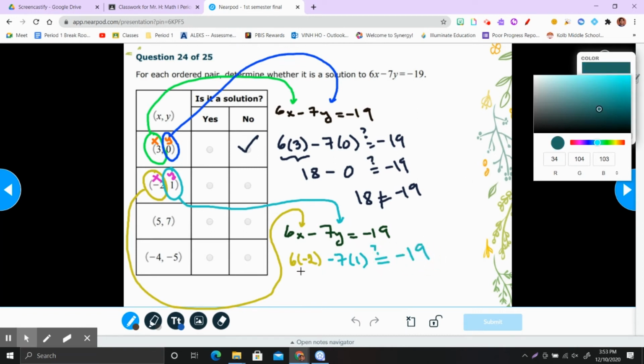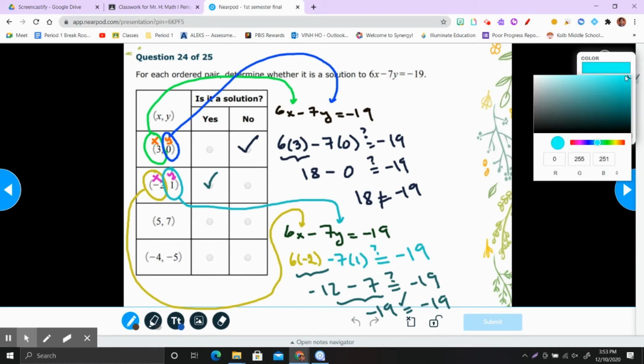Then we have to work it out. 6 times negative 2 is negative 12. Negative 7 times 1 is negative 7. Are they equal to negative 19? The answer is yes. Negative 12 minus 7, same signs we add, is negative 19, equal to negative 19. So this is a yes.